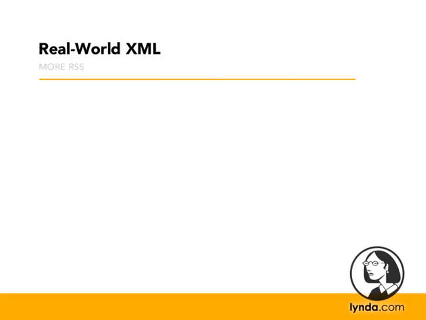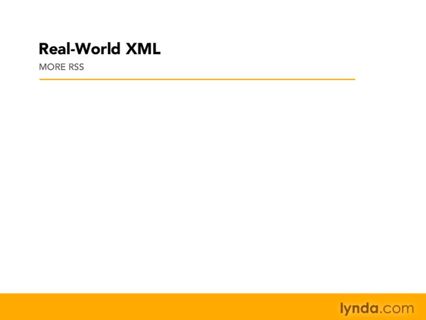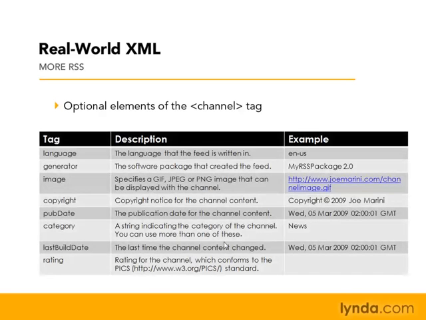Okay, let's continue our coverage of the RSS file format by taking a look at some of the optional elements of the channel tag. Now, this is not an exhaustive list. If you want to see every single tag that the channel can possibly contain, I urge you to refer to the specification at the URL I provided earlier. These are just a selection of some of the more important tags that you should know about.